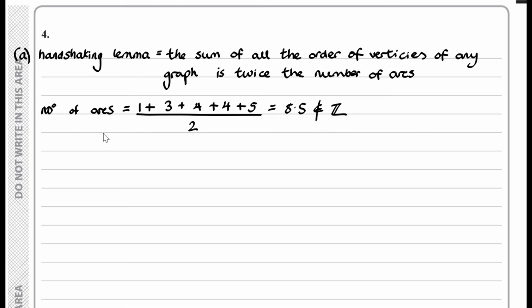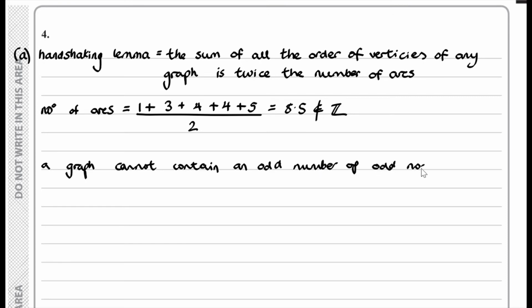what we can conclude from here is that a graph cannot contain an odd number of odd nodes. Okay, and we have that over here. We have 5. We have 3 odd nodes. Okay, and we can't have that.